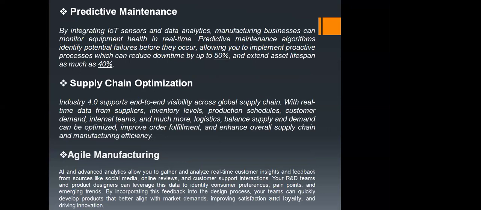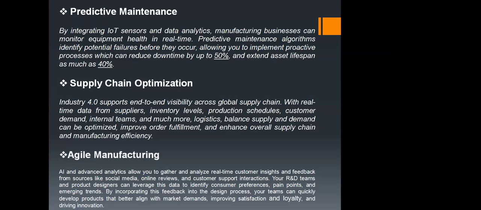Predictive maintenance algorithms identify potential failures before they occur, allowing you to implement proactive processes, which can actually reduce downtime by up to 50% and extend the asset lifespan by as much as 40%. So these are the various advantages we can get when we are talking about maintenance-related operations. Supply chain is another segment of the manufacturing system.